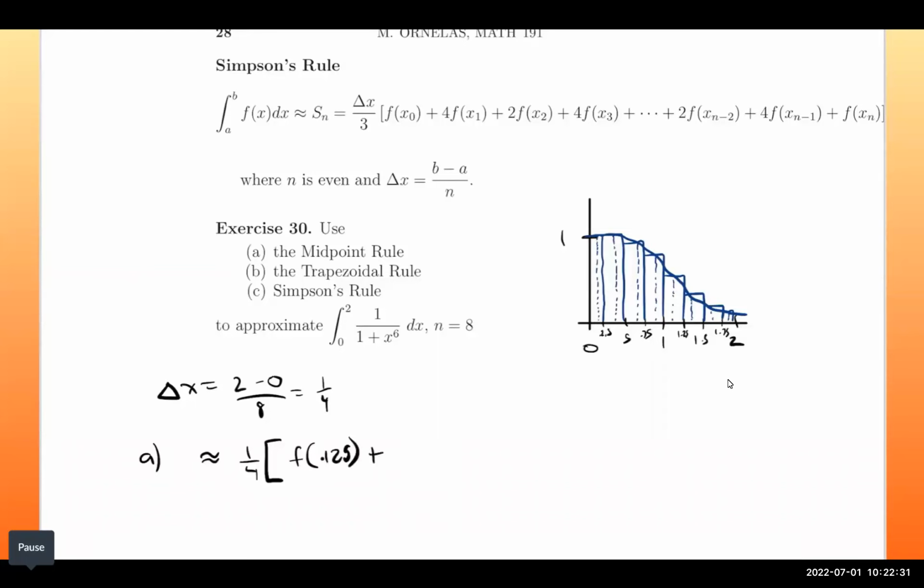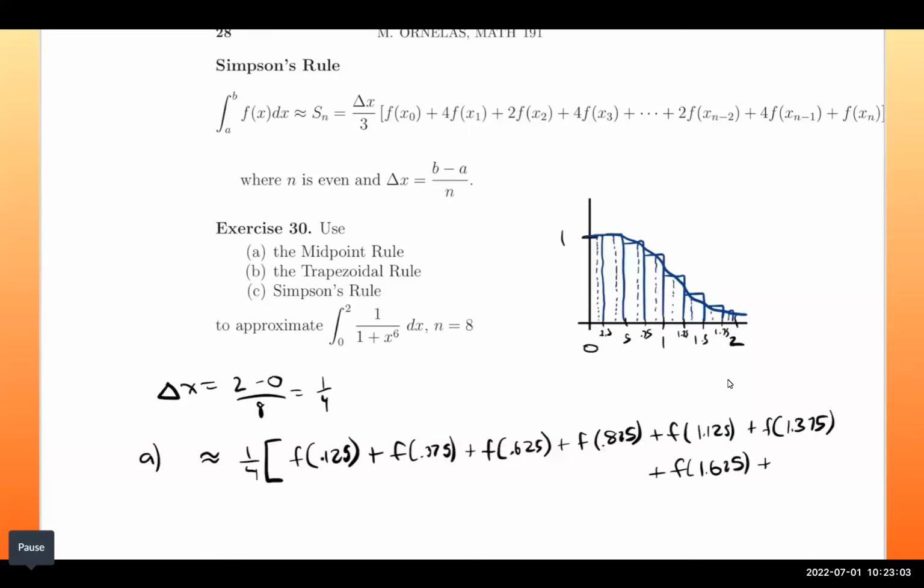You can use fractions or decimals. I'm going to choose to use decimals in this case. The next midpoint, which is between 0.25 and 0.5, is 0.375. The next midpoint would be 0.625. The next midpoint is 0.825, and so on and so on. I'm going to have to write down here because I'm running out of room.